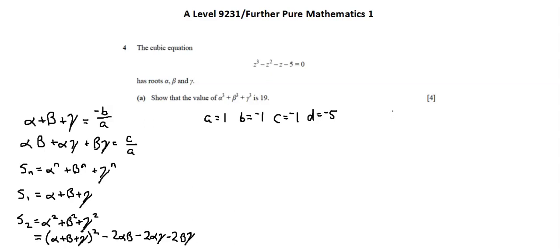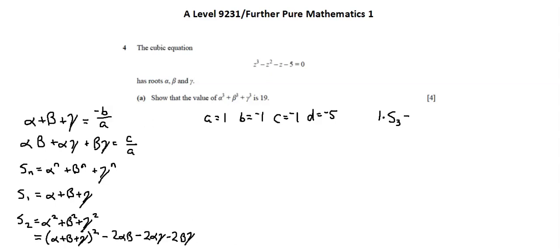What I'm working towards is finding the value of S3. That's the requirement. Alpha cubed plus beta cubed plus gamma cubed. If we look at our general recurrence relation, S sub n, that equates to S sub 3. The way I'll find S sub 3 is by setting up an equation using the cubic that we're given. I'm going to, in this equation, replace the z's with s's. In the cubic we're given, z cubed, or 1 times z cubed, I'll replace that with 1 times s sub 3.